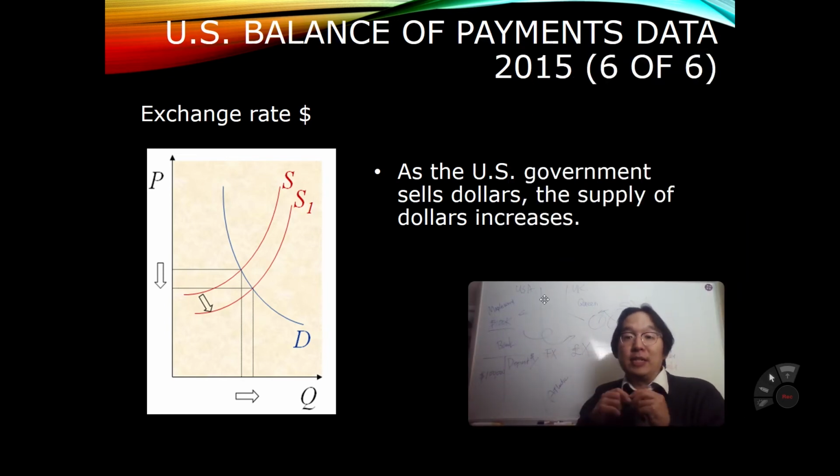And when it comes to U.S. government's monetary policy, when the U.S. government sells dollars, right? Did I say expansionary? No. When the U.S. government sells dollars, the supply of dollars increases. When the U.S.